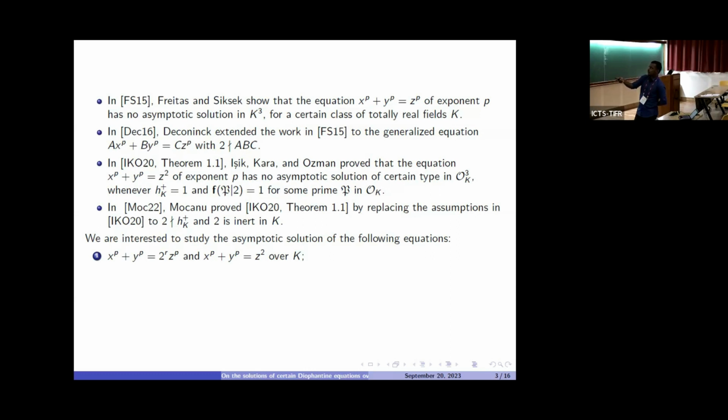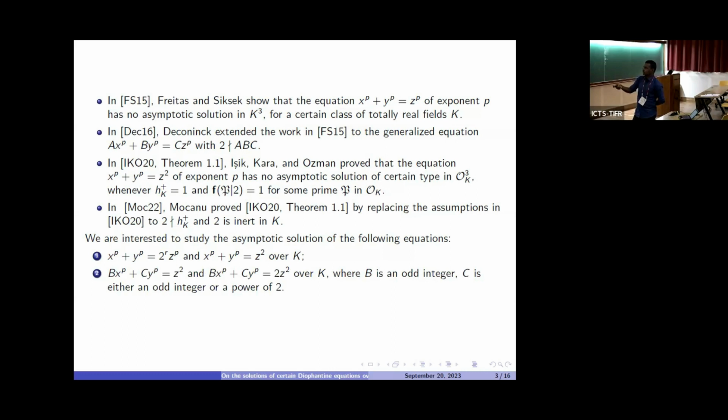So she studied the case where all the scalars A, B, C are odd. That's why we study some solution where c is equal to 2 to the power r. Basically, this equation does not lie in Darmon's equation. Now we'll also study the equation x to the power p plus y to the power p equal to z square over K, because here Isaac and Osman are assuming these two conditions, so we improve this by removing this assumption.